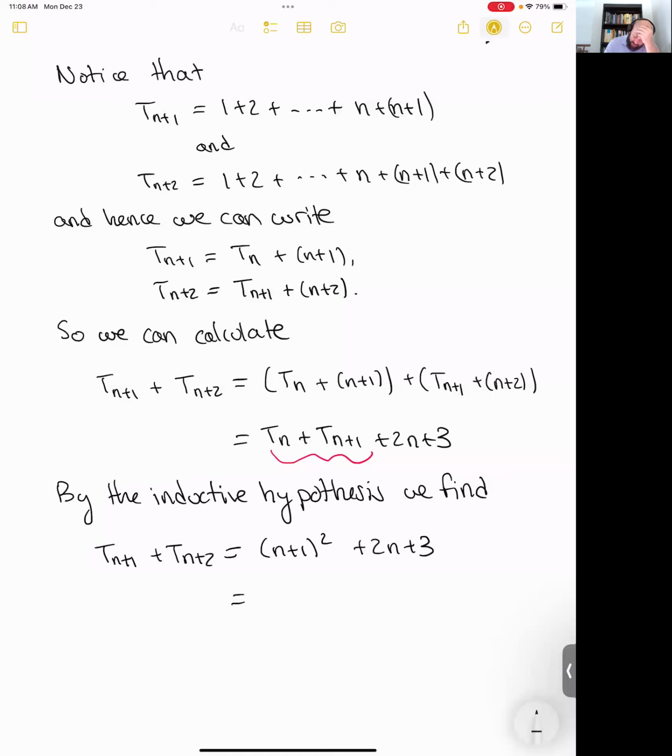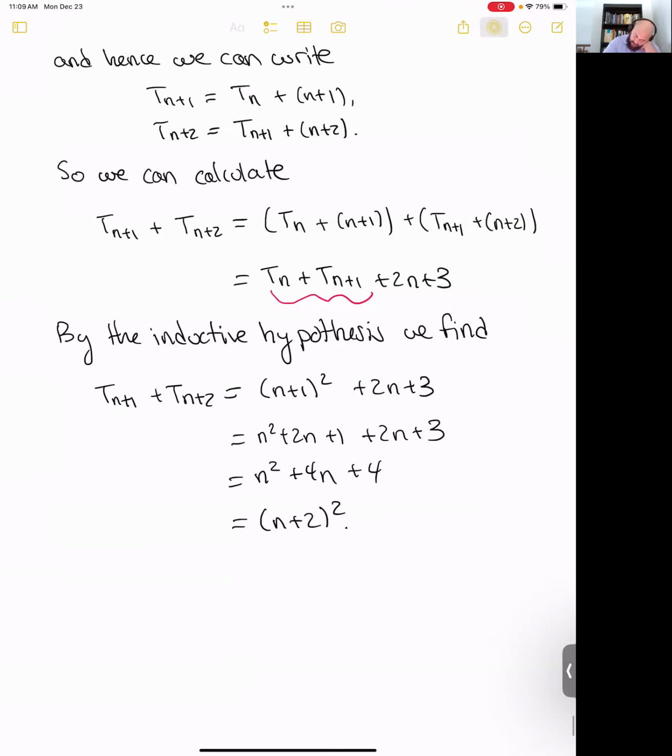Okay, now we have to factor this out, because we need to push in these other terms and then refactor at the end. So first we got to expand this out. So we get n squared plus 2n plus 1 plus 2n plus 3. So now we can combine terms, and then we're going to refactor. So we get n squared plus 4n plus 4. And if you refactor now, you get n plus 2 squared. Beautiful, because that's exactly what we wanted, right?